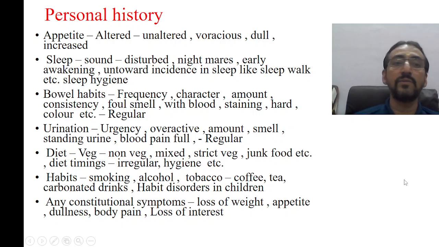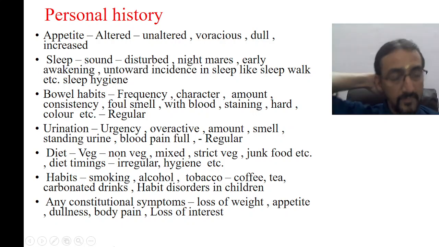Similarly, for the urination, you have to ask the urgency, again the frequency, overactive bladder, then the amount of urine passed at a time, whether there is an obstruction, passing with pain or without pain, passing with blood or without blood. Okay, so all this information has to be taken. What about the standing urine? Any color change in the standing urine? So this has to be taken.